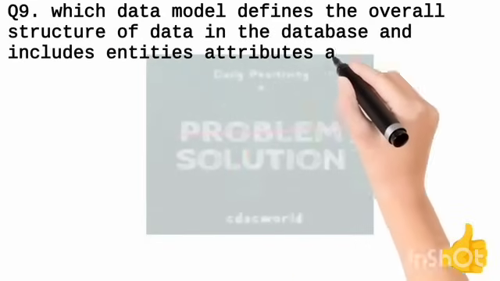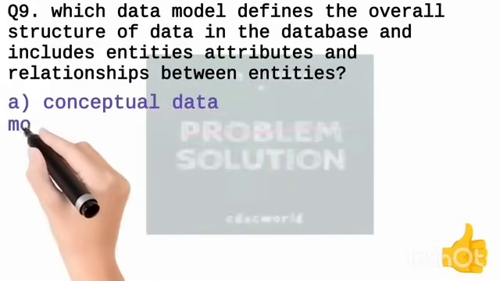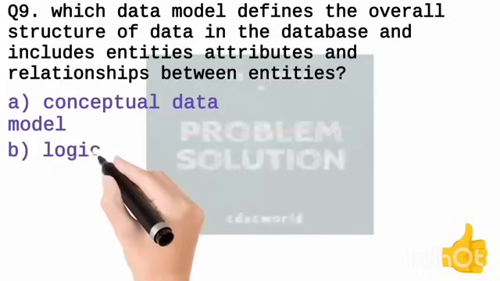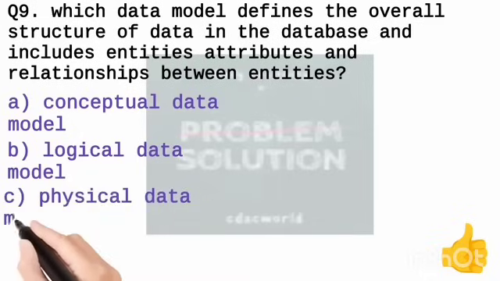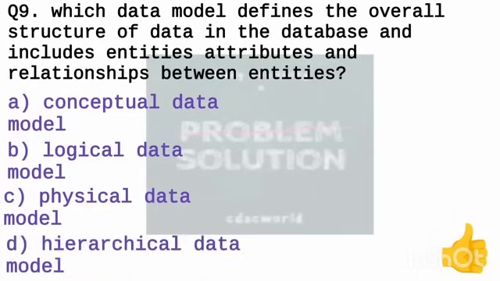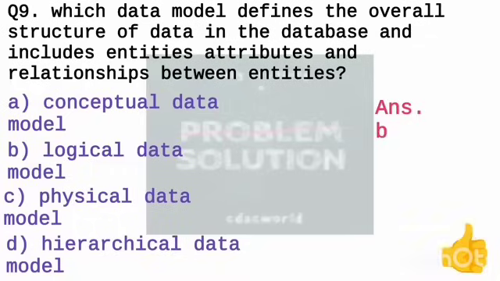Query number 9. Which data model define the overall structure of data in the database and include entities, attributes, and relationship between entities? Option A, conceptual data model. Option B, logical data model. Option C, physical data model. And option D, hierarchical data model. And the answer is B, logical data model.